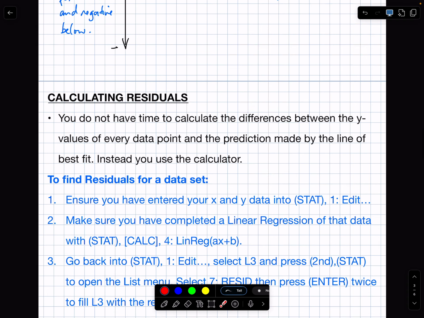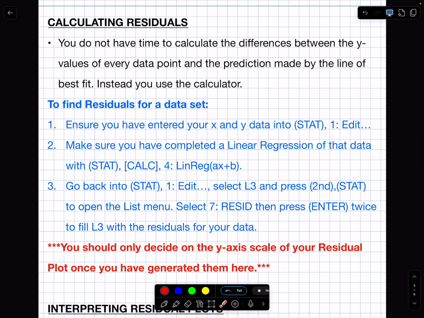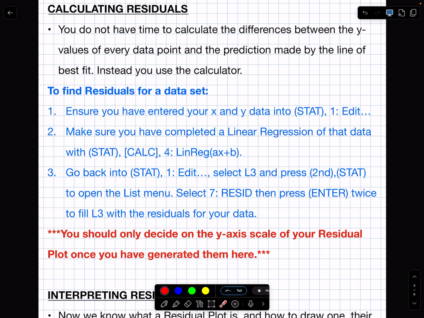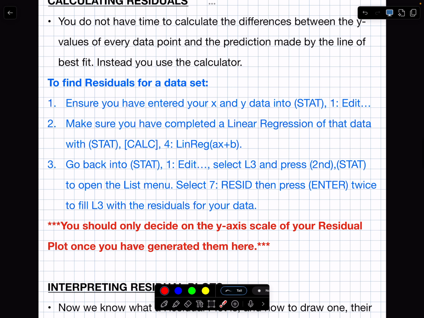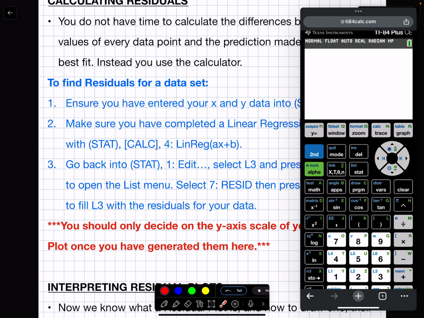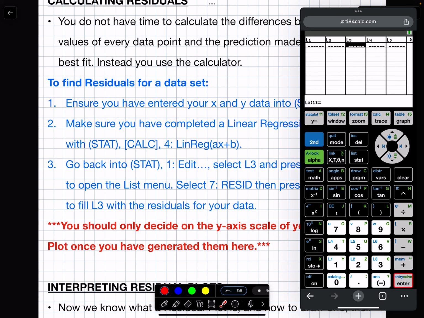What I want to do is actually calculate some. So these are your instructions for how you calculate residuals. I'm going to skip back and forth so we can do a question and find them straight away. So how do I find residuals for the data set? Ensure you've entered your X and Y data in. How do I enter data on the calculator? I keep hammering you about this. What do I press to enter data? Start, edit, put data in. Okay? What do you do after that?